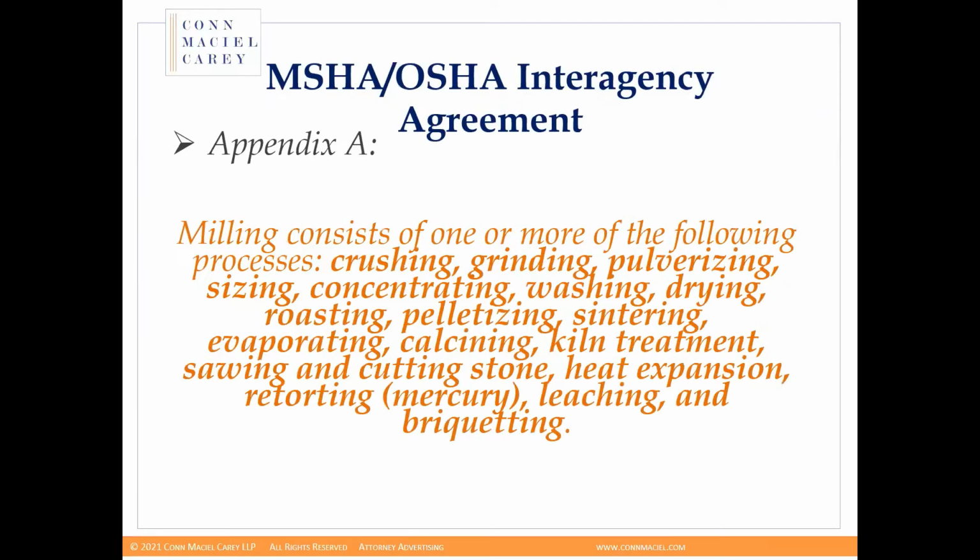So what does that actually mean? It means that you're doing some kind of processing to the mineral, right? You are crushing it, grinding it, pulverizing, sizing, concentrating, washing, drying. These are all examples that MSHA lays out in the Interagency Agreement as elements or instances of milling. And milling is supposed to then apply to the mining industry and be under the jurisdiction of MSHA. So it doesn't need to be all of these. It can be one, or it can be a couple of them.